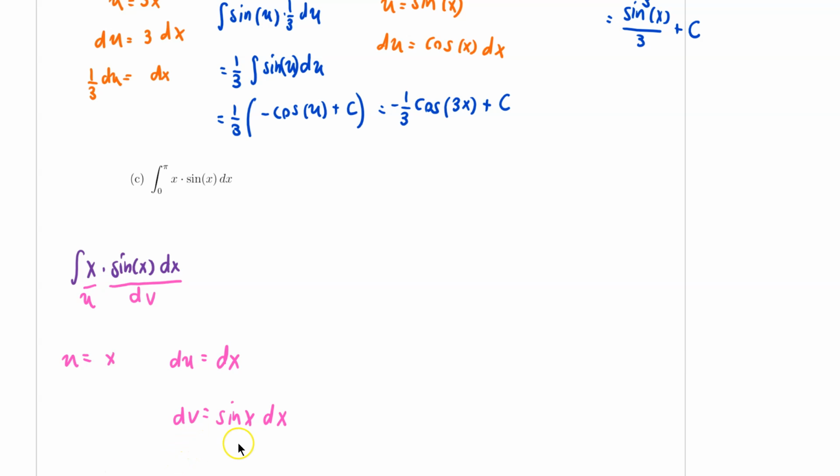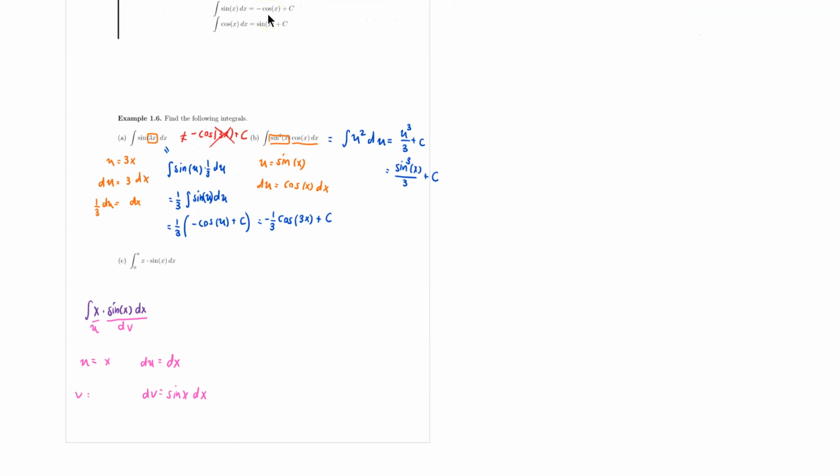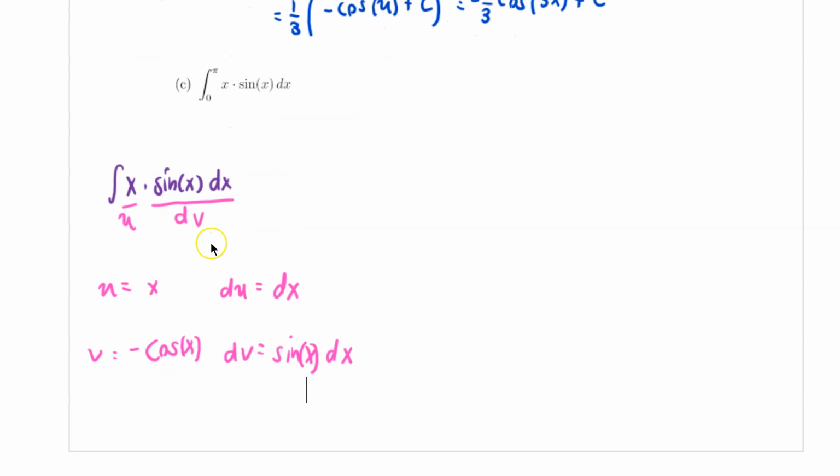And if my dv is sine x dx, my v, if I integrate the sine function, that's going to give me negative cosine. So that's going to be negative cosine of x. And this makes sense, because if I take the derivative of this thing, if my v is negative cosine of x, then the derivative of cosine is negative sine. So the negatives cancel out. So I get dv is sine x dx. So this is correct.